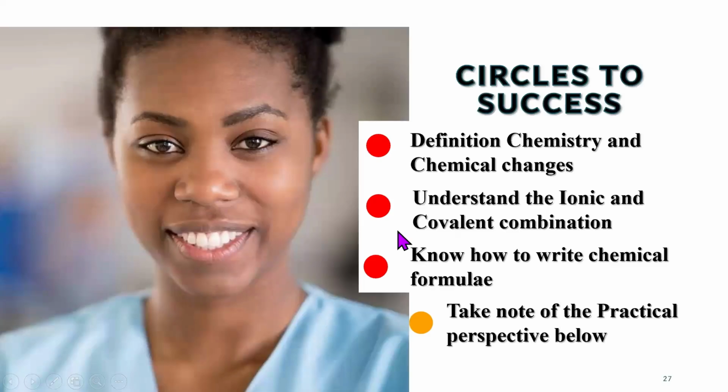As I round off, we have to take note of the circles to success. Red circles tell you that these areas are necessary for your examination. So take note of the definition of chemical and physical changes. Take note of the understanding of ionic and covalent combination. Take note of how to write chemical formulas. You have to understand how chemical formulas are done. More of this will be done in class, so take those classes very seriously.